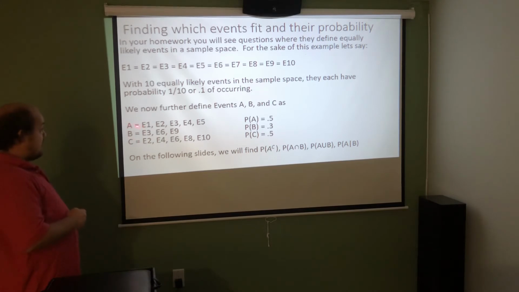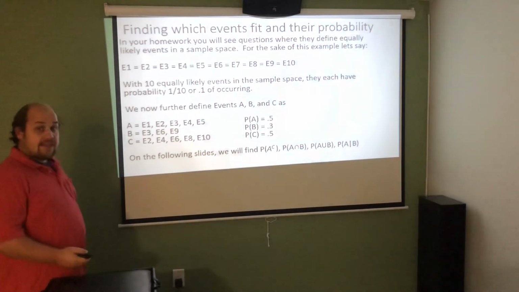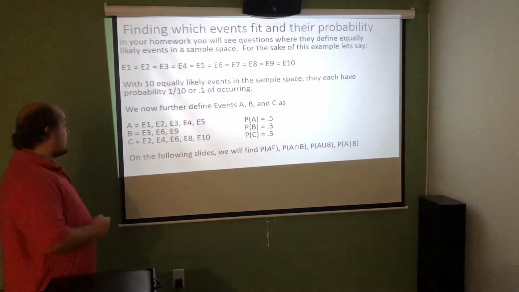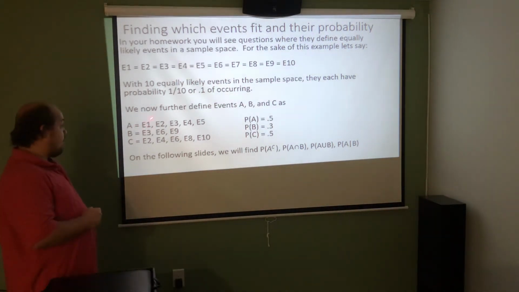Event A is E1, E2, E3, E4, and E5. Since there's 10 events all equally likely, each one has 0.1 probability of occurring. 1 divided by 10 is 0.1. So if in event A we have 1, 2, 3, 4, 5 things with 0.1 probability each, that means there's 5 times 0.1 or 0.5 probability we belong to this group A.